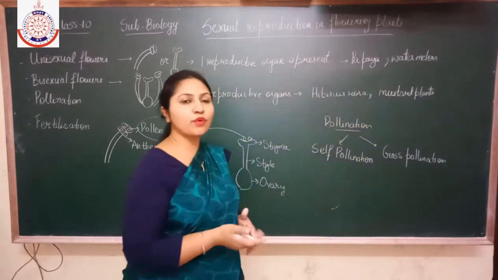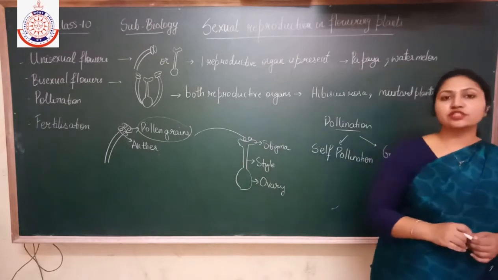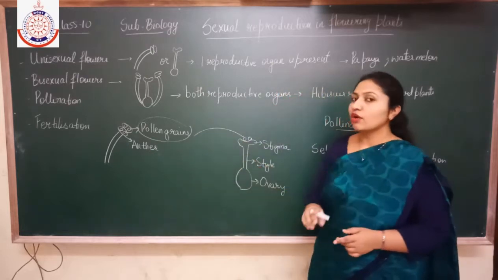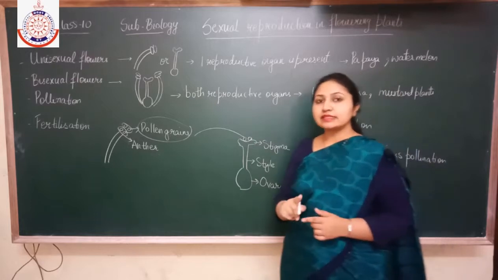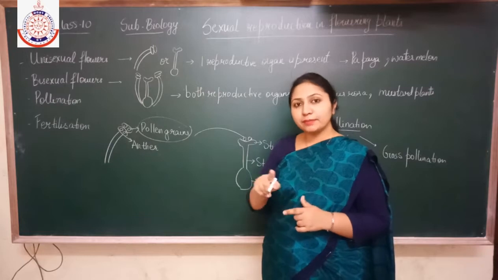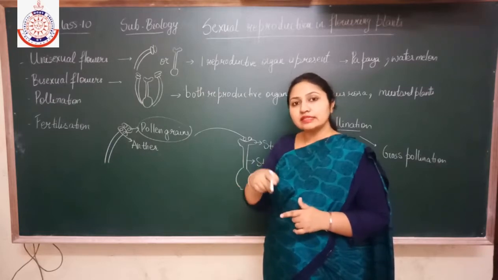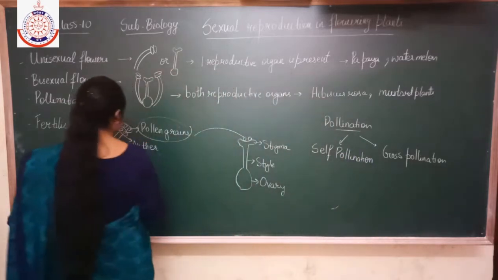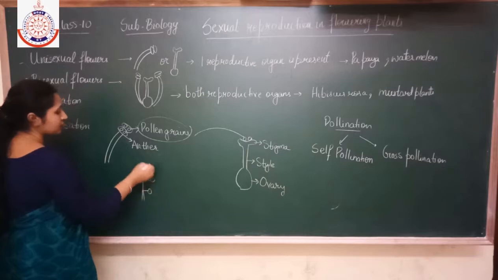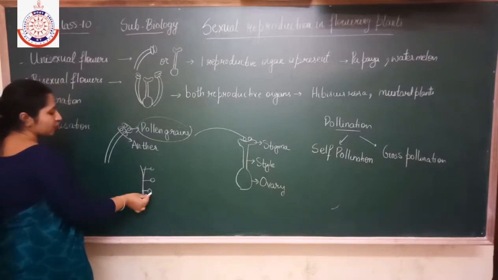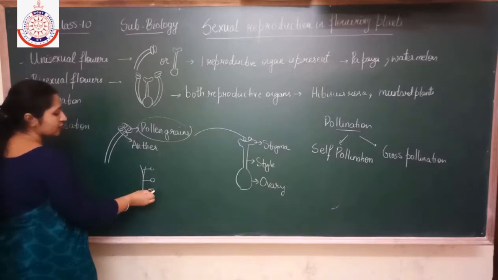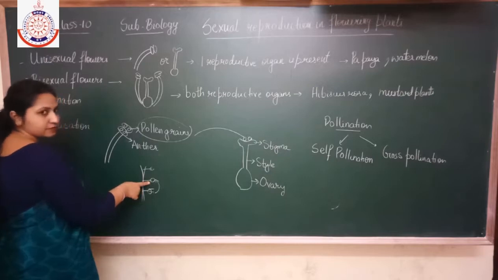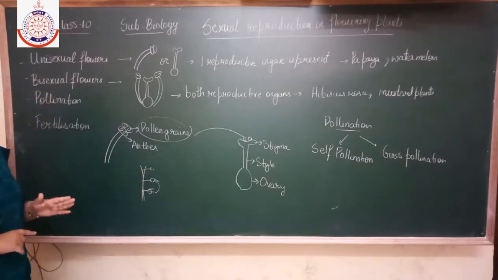Now what is the difference between self-pollination and cross-pollination? Self-pollination means the transfer of the pollen grains from the anther to the stigma of the same flower, or of a different flower that is present on the same plant. Suppose a plant has many flowers on it: this is one flower, this is second, third and so on. If the pollen grains transfer from the stamen to the carpel of the same flower or from one flower to another flower of the same plant, this comes under self-pollination.